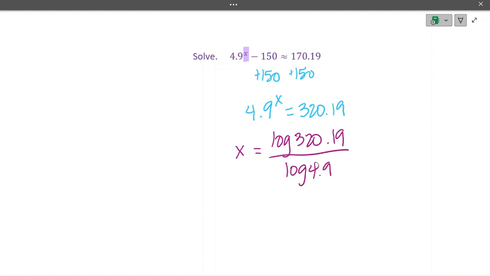Just a friendly reminder, when you go to pop this into your calculator, you need parentheses around the entire value in the numerator. Otherwise, you're going to land on the wrong answer when you put it into your calculator. All right, when I do this, I get approximately 3.63 as my solution. You should go ahead and plug that back into your calculator. And when you do that, you're going to find that you've solved this correctly because you get approximately 170.19 out after you check your answer.